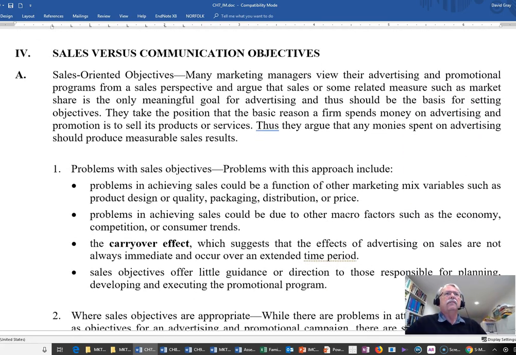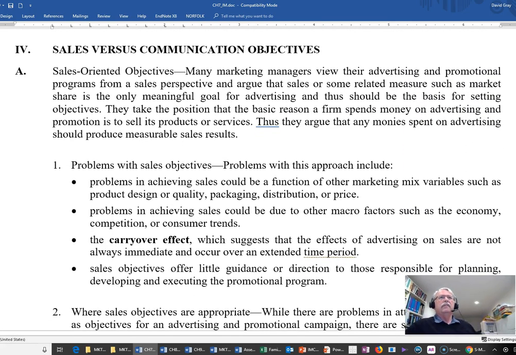When we talk about sales versus communications objectives, some people argue that the only reason for a firm spending money on advertising and promotion is to sell products or services. That in itself can be a big problem. It could be that sales requires the function of a whole range of other marketing mix variables such as product design, quality, packaging, etc.